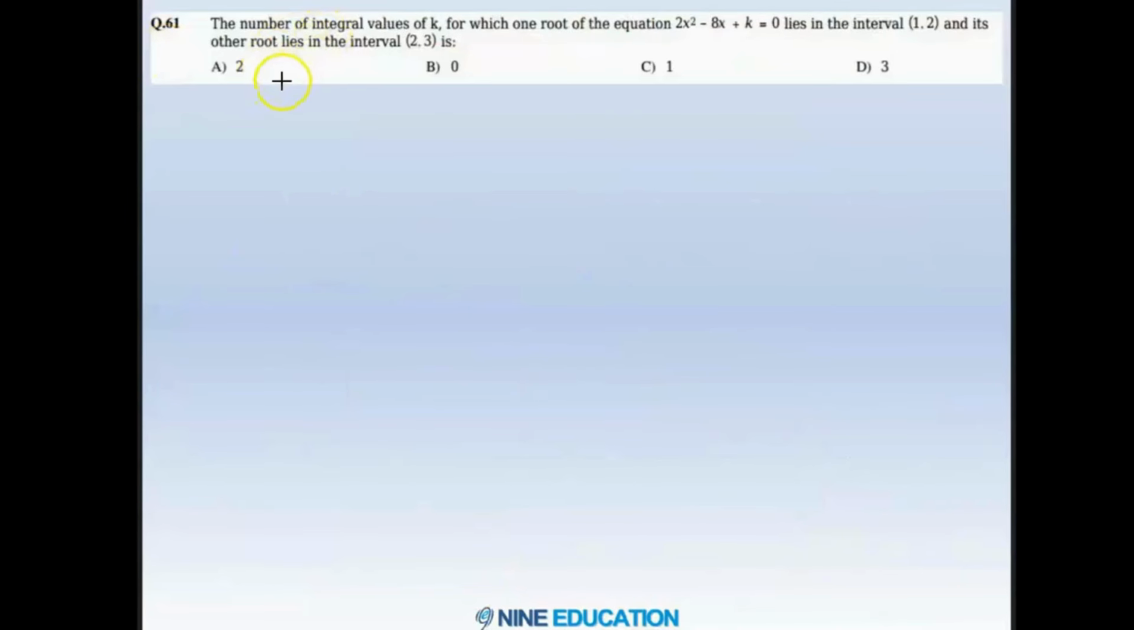Question number 61: the number of integral values of k for which one root of the equation lies in the interval (1, 2) and its other root lies in the interval (2, 3). So let's suppose we have 1, 2 and 3 over here, and since the coefficient of the quadratic is positive, the graph is going to be an upward parabola, with one root between 1 and 2 and the other between 2 and 3. Based on this graph, at 1 the function will have a positive value, at 2 the function will have a negative value, and at 3 the function will have a positive value. So directly let us apply all these conditions.